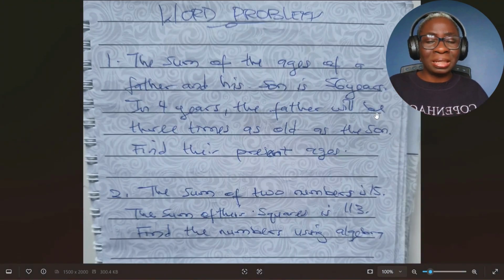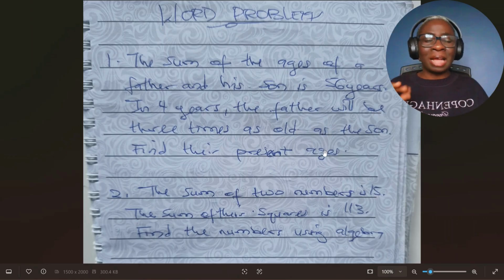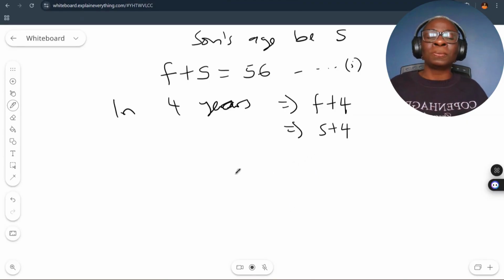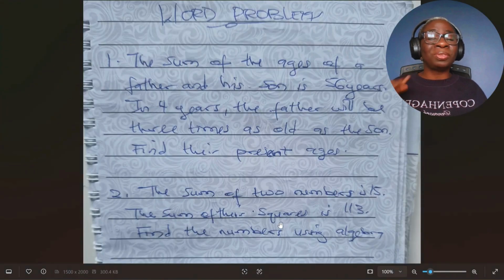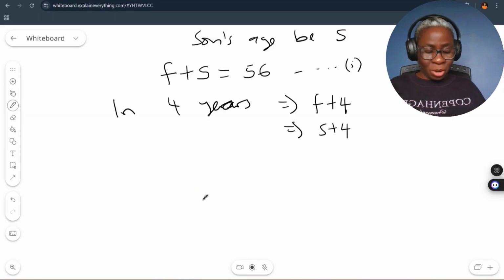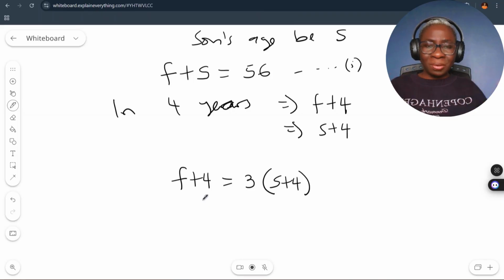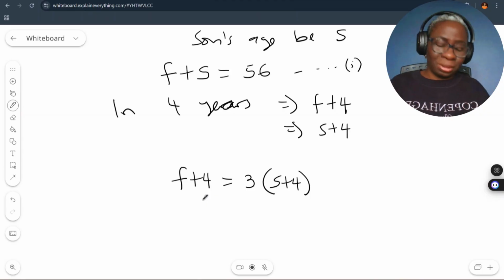The statement now says in 4 years the father will be three times as old as the son. Find their present ages. Don't forget that in 4 years the father will be F plus 4, and the son will also be S plus 4. But the question says in 4 years the father will be three times as old as the boy. So that means the father, whose age will be F plus 4, will be three times the age of the boy in 4 years, which is S plus 4.